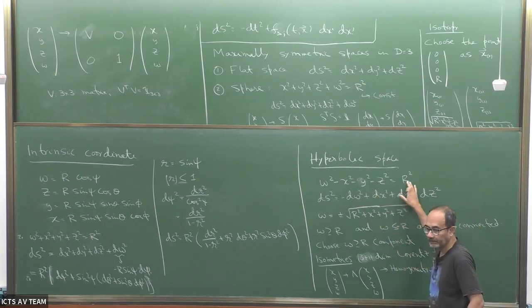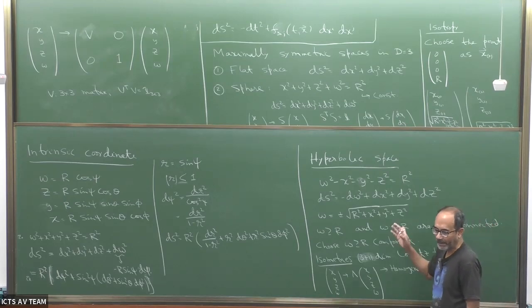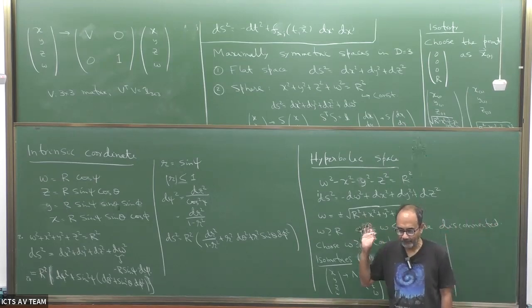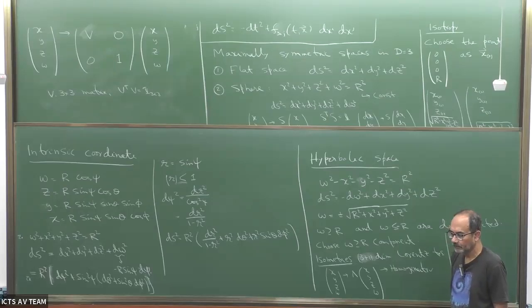Translation doesn't preserve this condition. If you take W goes to W plus A, just translate, it doesn't preserve this condition. It better not preserve this because then you would get more isometries. You know 6 is the maximum, so you shouldn't be able to get more than 6. Lorentz transformation in 4 dimensions, yes, exactly.